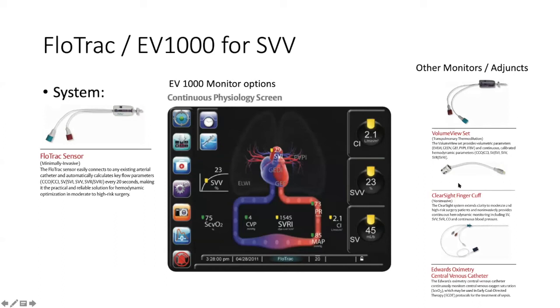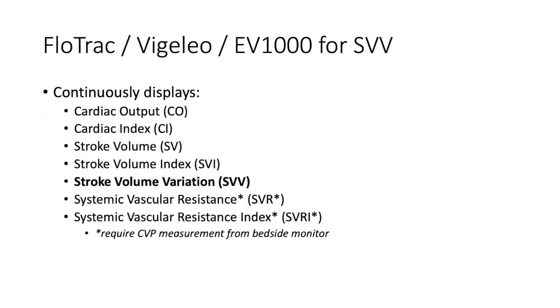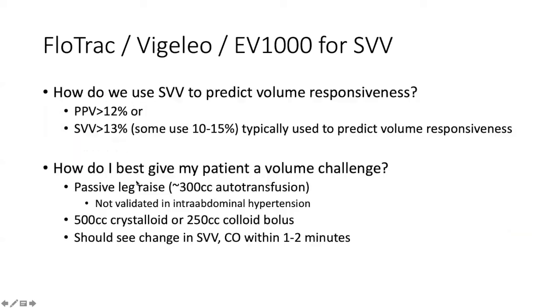It's actually kind of a blood pressure and plethysmography cuff that goes on the finger and can measure the same beat to beat variation. So it is something that can be done non-invasively. So the FloTrac can measure all kinds of things. The one that we'll kind of focus on is the stroke volume variation. So how well does it predict fluid responsiveness?